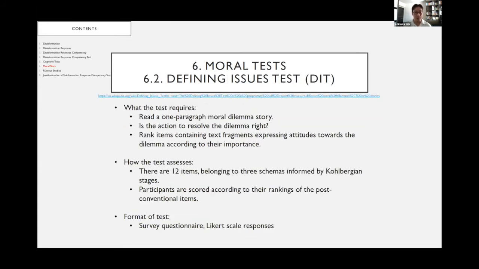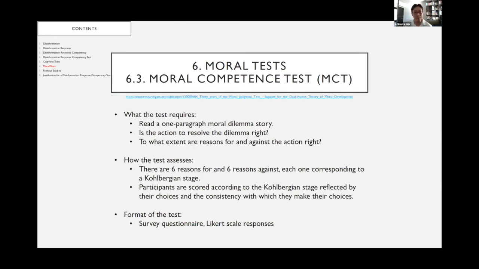So the defining issues test is one such test. It's an improvement because it's a pen and paper test. It allows for quantitative analysis and processing, which is much more efficient. The moral competence test is another version. The difference is this one concentrates on consistency of moral judgment, while the other one takes a look at the stage at which the subject is at the time of taking the test.